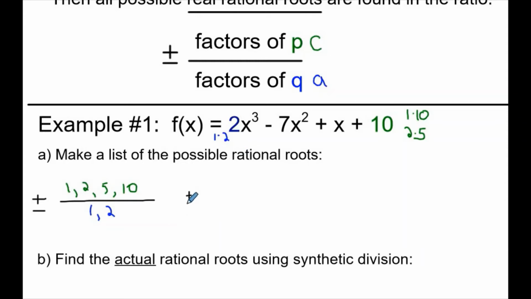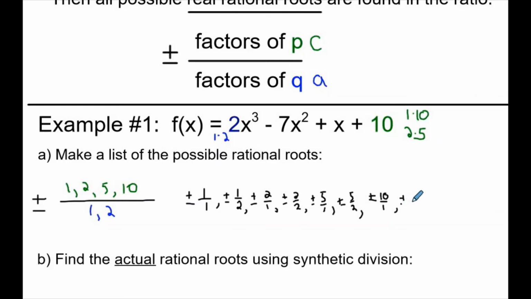So this is going to come out to plus or minus 1 divided by 1, plus or minus 1 divided by 2, plus or minus the next one, 2 divided by 1, and then plus or minus 2 divided by 2, and then plus or minus the next one, which is 5 divided by 1, and then plus or minus 5 divided by 2, and then plus or minus 10 divided by 1, and then 10 divided by 2.